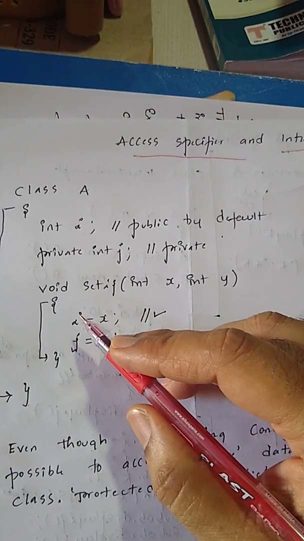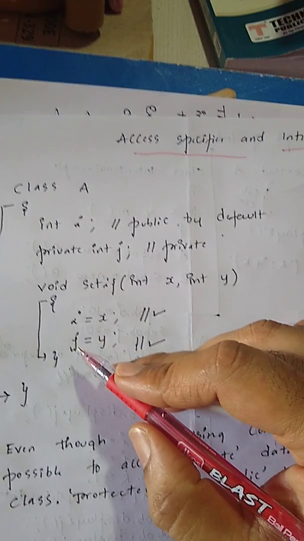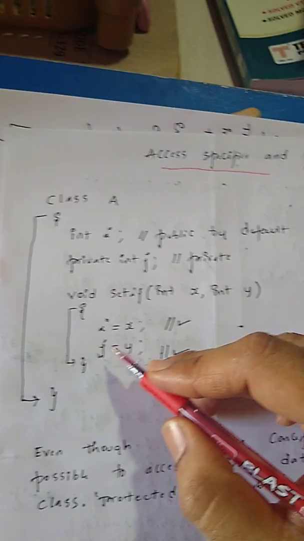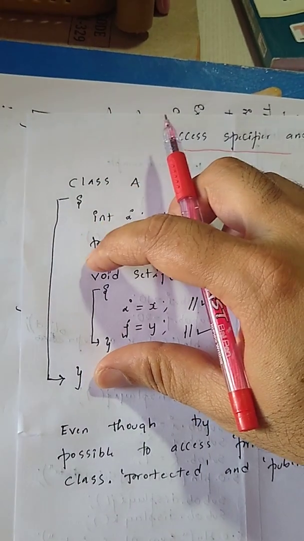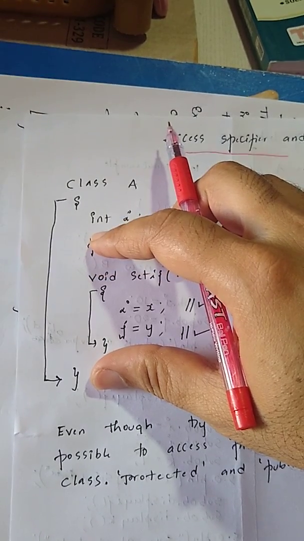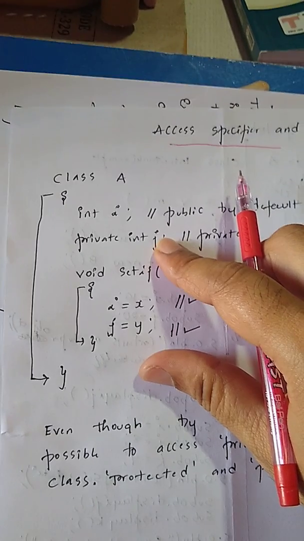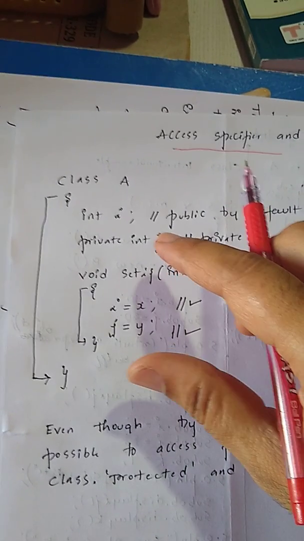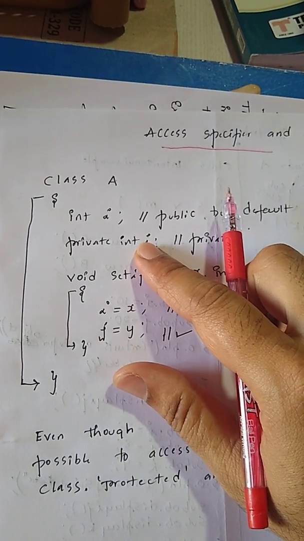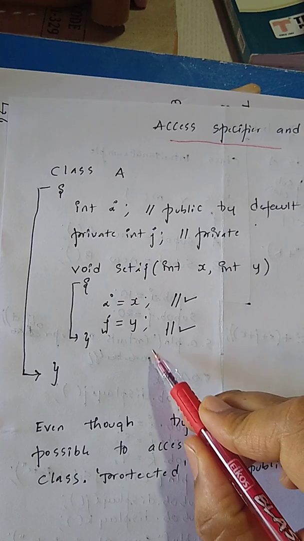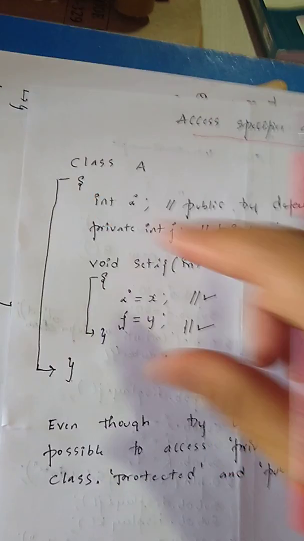Now since i is public, I can access it anywhere, so this is okay. It is not going to throw any error. Even though j is private, a private data member can be accessed within the class. So from here, I can access j without any problem, even though that is private. Within the class, private data members are accessible. So here I will not get any error. Okay, so this is the end of your class.